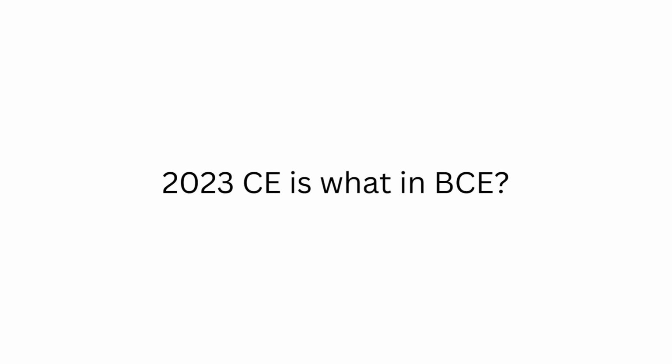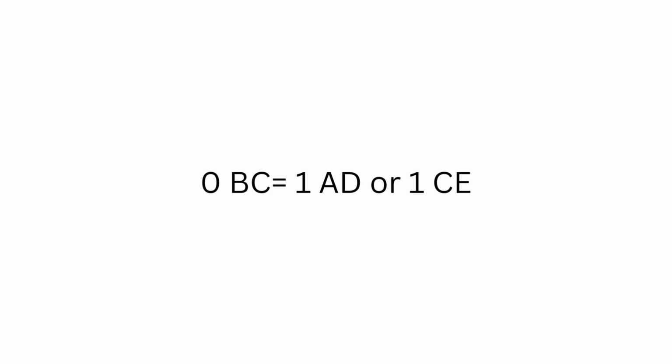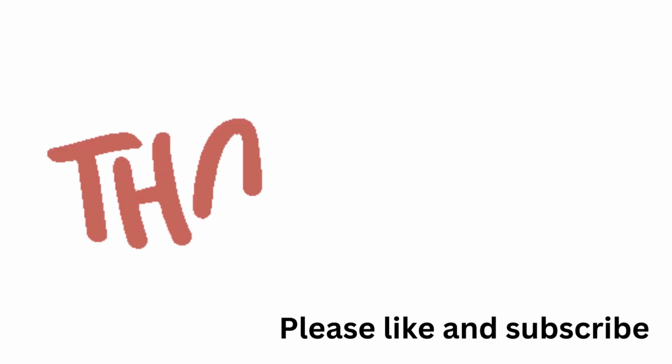Conversely, if we are asked, this year is 2023 CE, write this in BCE format. We know after 1 BCE there was 1 AD, or we can also say it was 0 BCE, and 2 CE or 2 AD was minus 1 BCE. Similarly, 2023 CE is minus 2022 BCE.